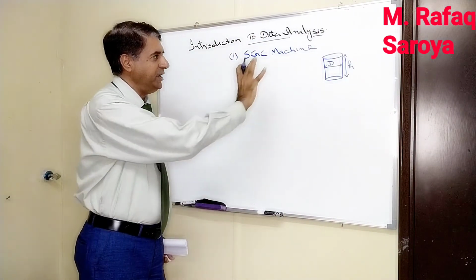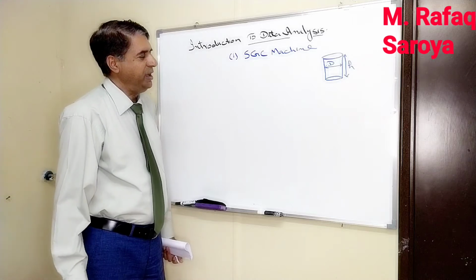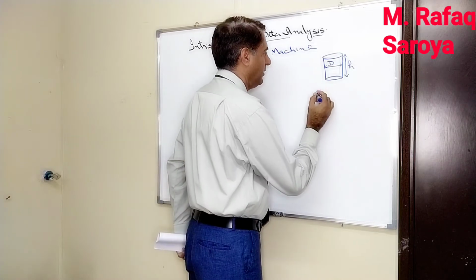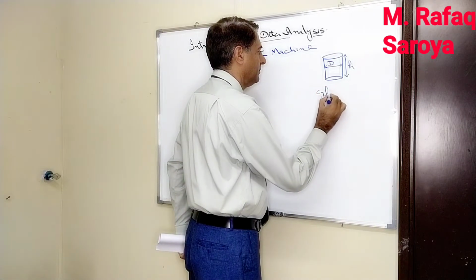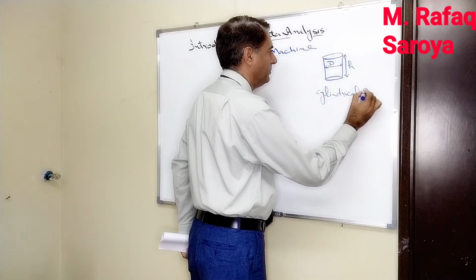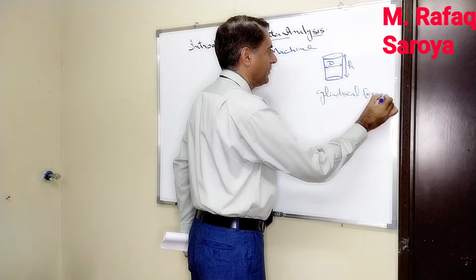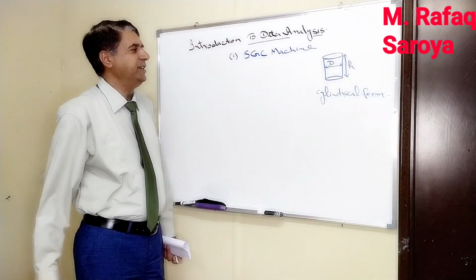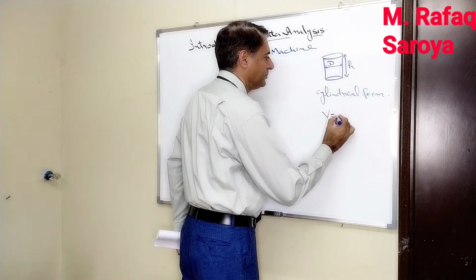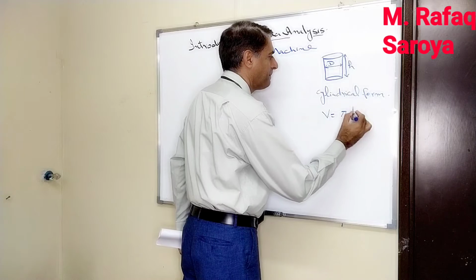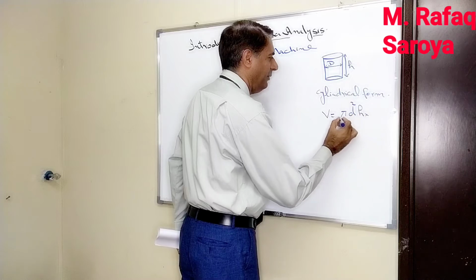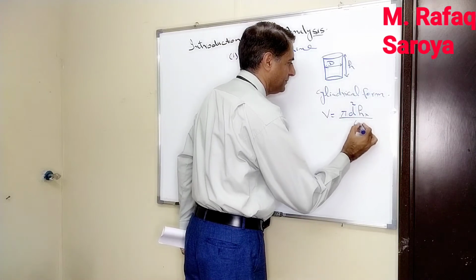And if you see this diagram, it shows that this shape is like cylindrical object. Cylindrical form. When we have the object in the cylindrical form, we can find out its volume: pi d square hx divided by 4.